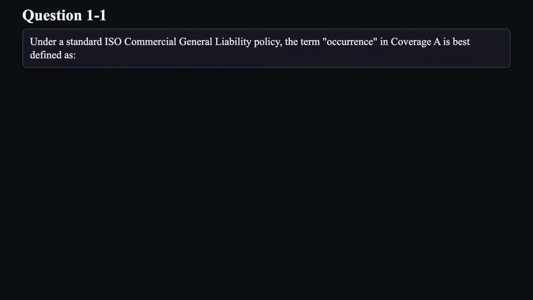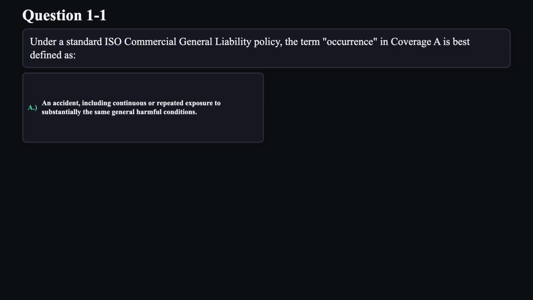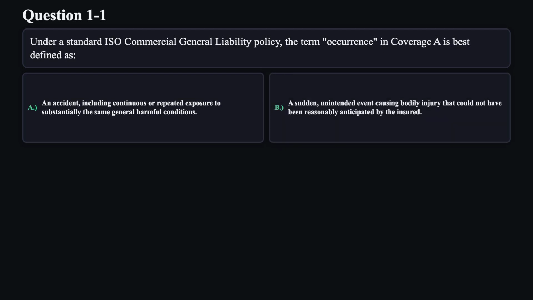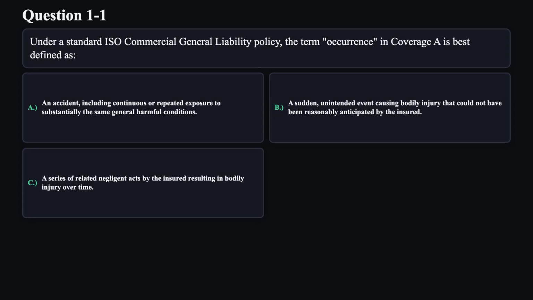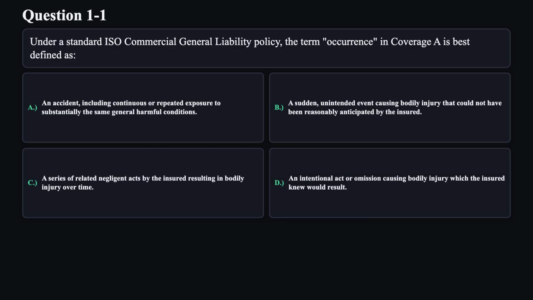Under a standard ISO commercial general liability policy, the term occurrence in coverage A is best defined as A, an accident including continuous or repeated exposure to substantially the same general harmful conditions. B, a sudden unintended event causing bodily injury that could not have been reasonably anticipated by the insured. C, a series of related negligent acts by the insured resulting in bodily injury over time. D, an intentional act or omission causing bodily injury which the insured knew would result.